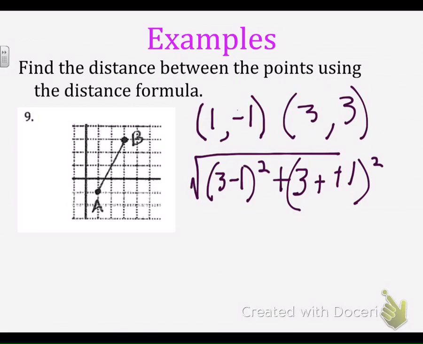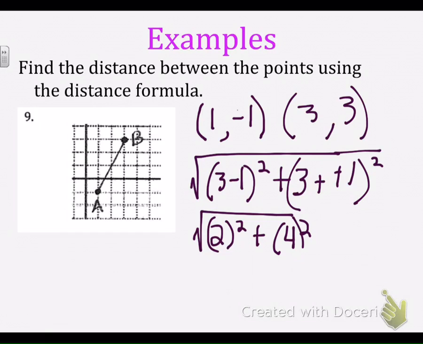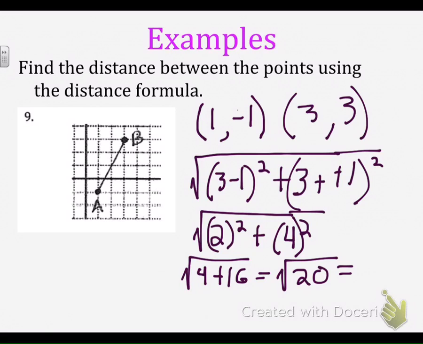So that turns into a positive. So square root of 2 squared plus 4 squared, which is square root of 4 plus 16, which equals the square root of 20. Now we solve in our calculator. So square root of 20 is 4.5.